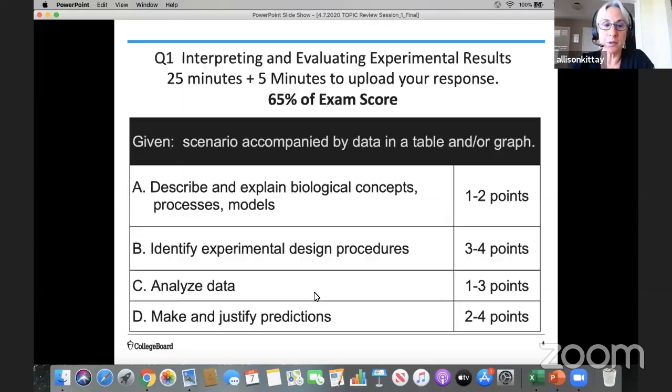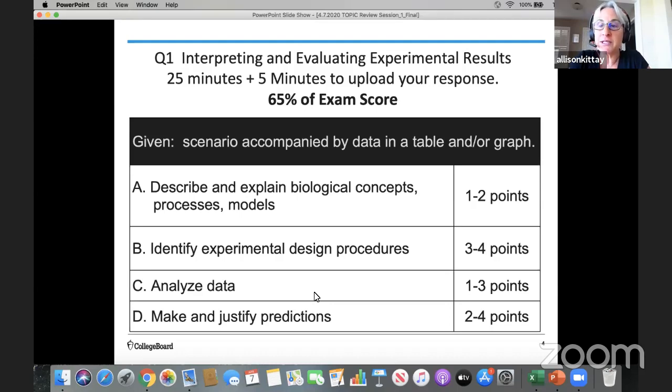So just to remind you about the structure of this year's exam, the first question, which is a long FRQ, will be about interpreting and evaluating experimental results. You will have 25 minutes to write your response and an additional 5 minutes to upload it. This will make up 65% of your total exam score.